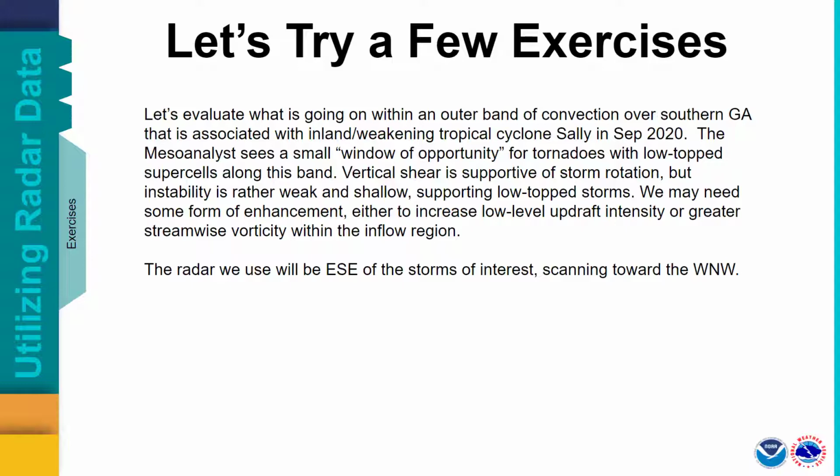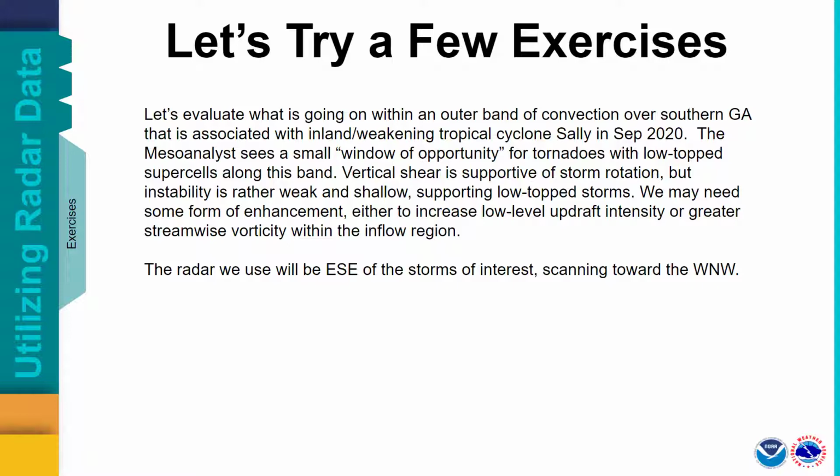Let's evaluate what is going on within an outer band of convection over southern Georgia that's associated with an inland and weakening tropical cyclone Sally in September of 2020. The mesoanalyst sees a small window of opportunity for tornadoes with low-top supercells along this band.